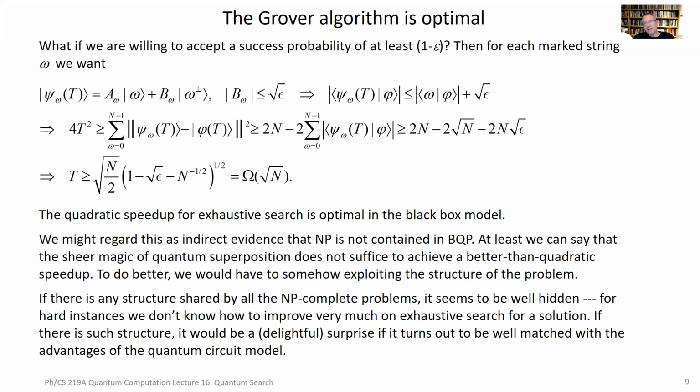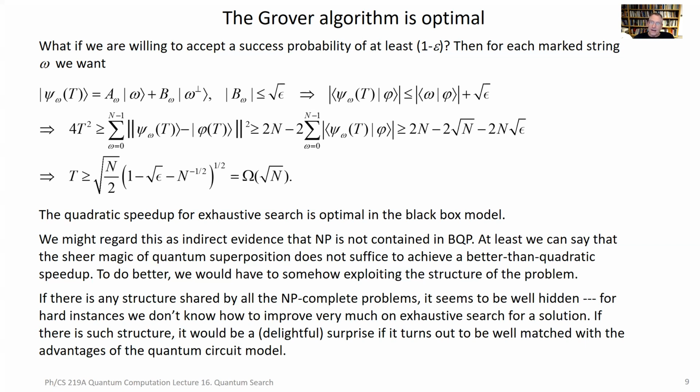Well, you might take it as suggestive evidence that NP is not contained in BQP, that we can't solve NP-complete problems with quantum computers. Why do I say that? Well, at least we can't, by just using the power of quantum superposition to speed up exhaustive search, do better than a quadratic speedup. We can't get an exponential speedup by doing exhaustive search on a quantum computer to try to solve a problem in NP.